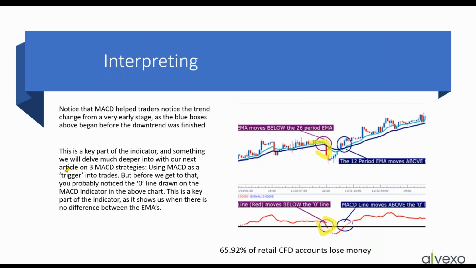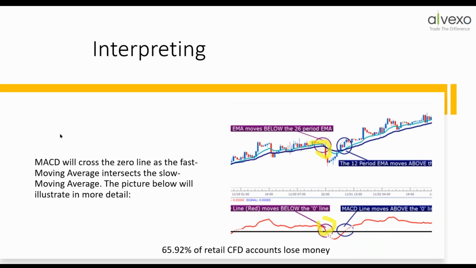But before we can do that, you probably noticed the zero line. And on the MACD indicator, this is the key part of the indicator as it shows us when there's been a shift in the EMAs, which is a shift in the overall market scenarios. So MACD will cross the zero line as the faster moving average intersects the slower moving average. In other words, the 12 and the 26.